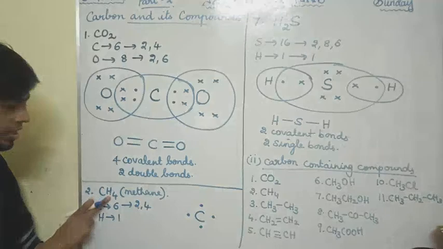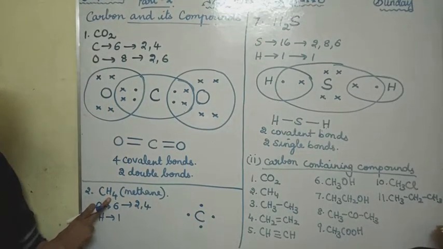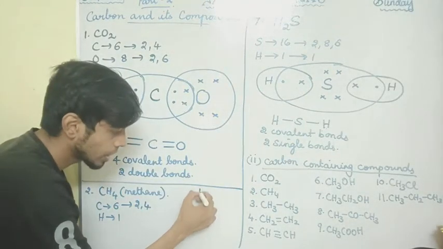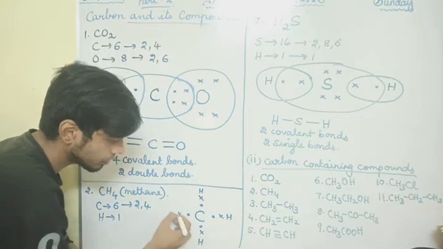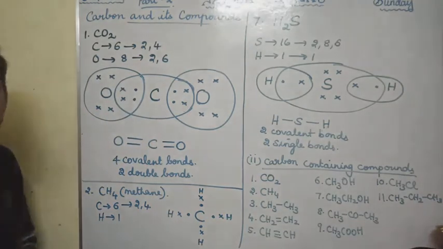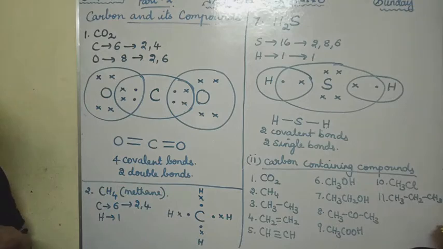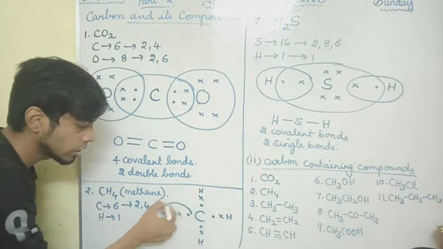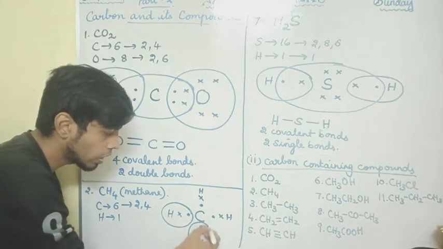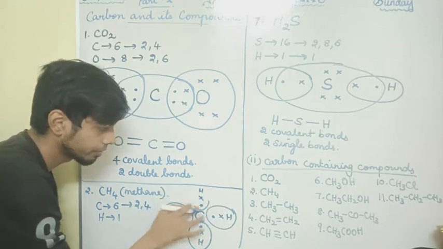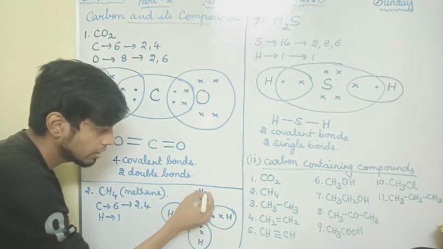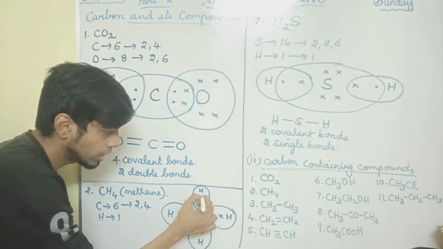Now how many hydrogens should I draw? H4. 4 hydrogens. So for each side I am drawing one hydrogen. Okay. So I have drawn 4 hydrogens. Already I told you, always circle hydrogen first. It is very easy to circle 2 electrons for all the hydrogens.